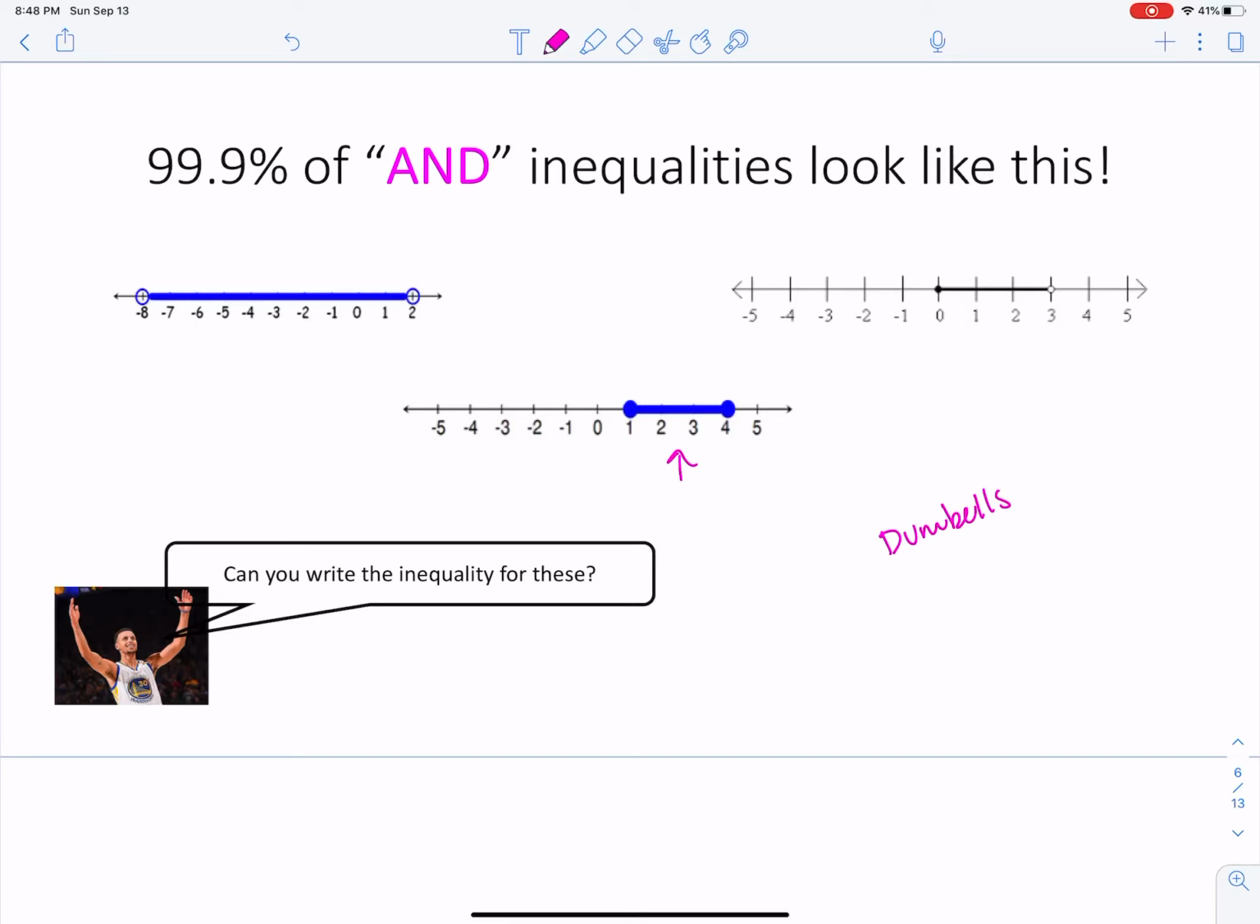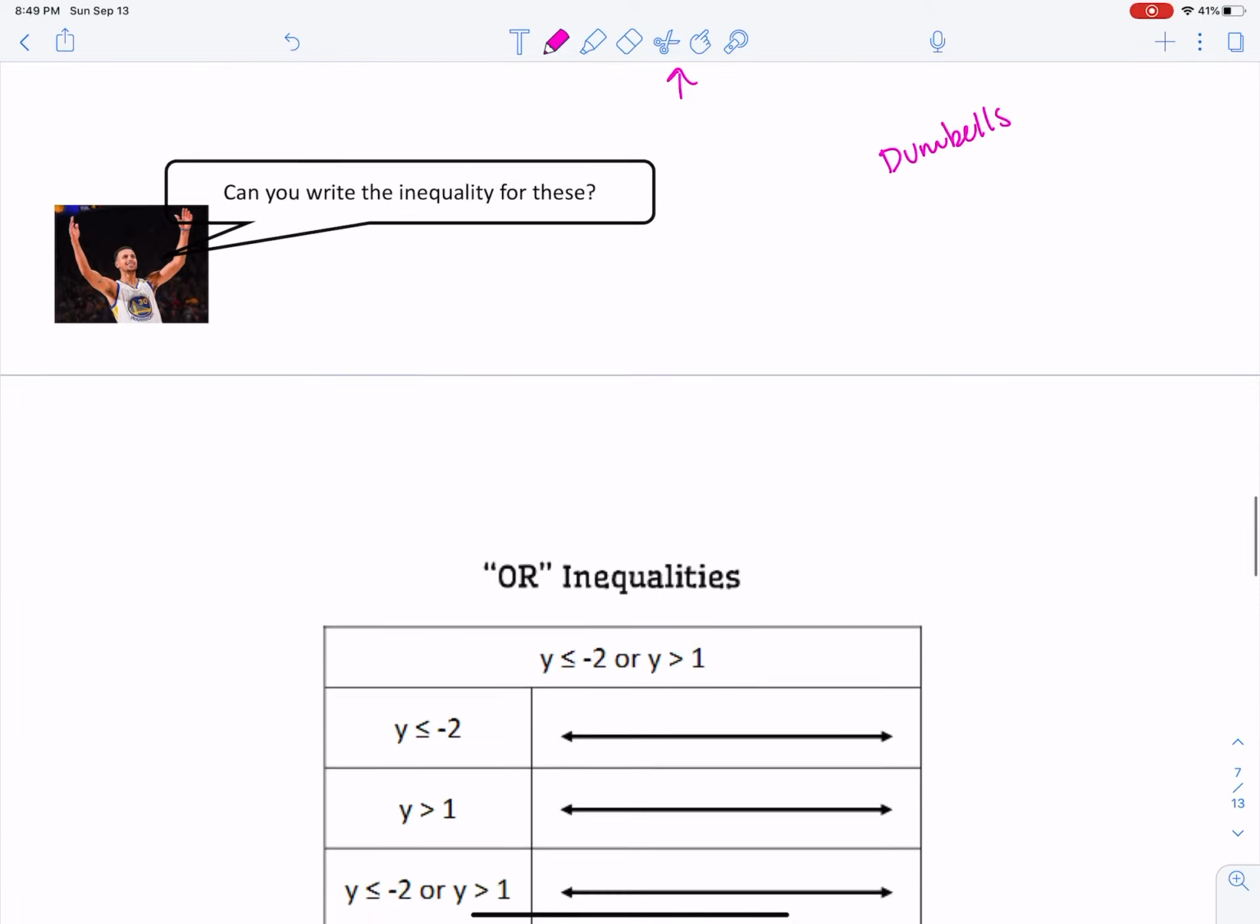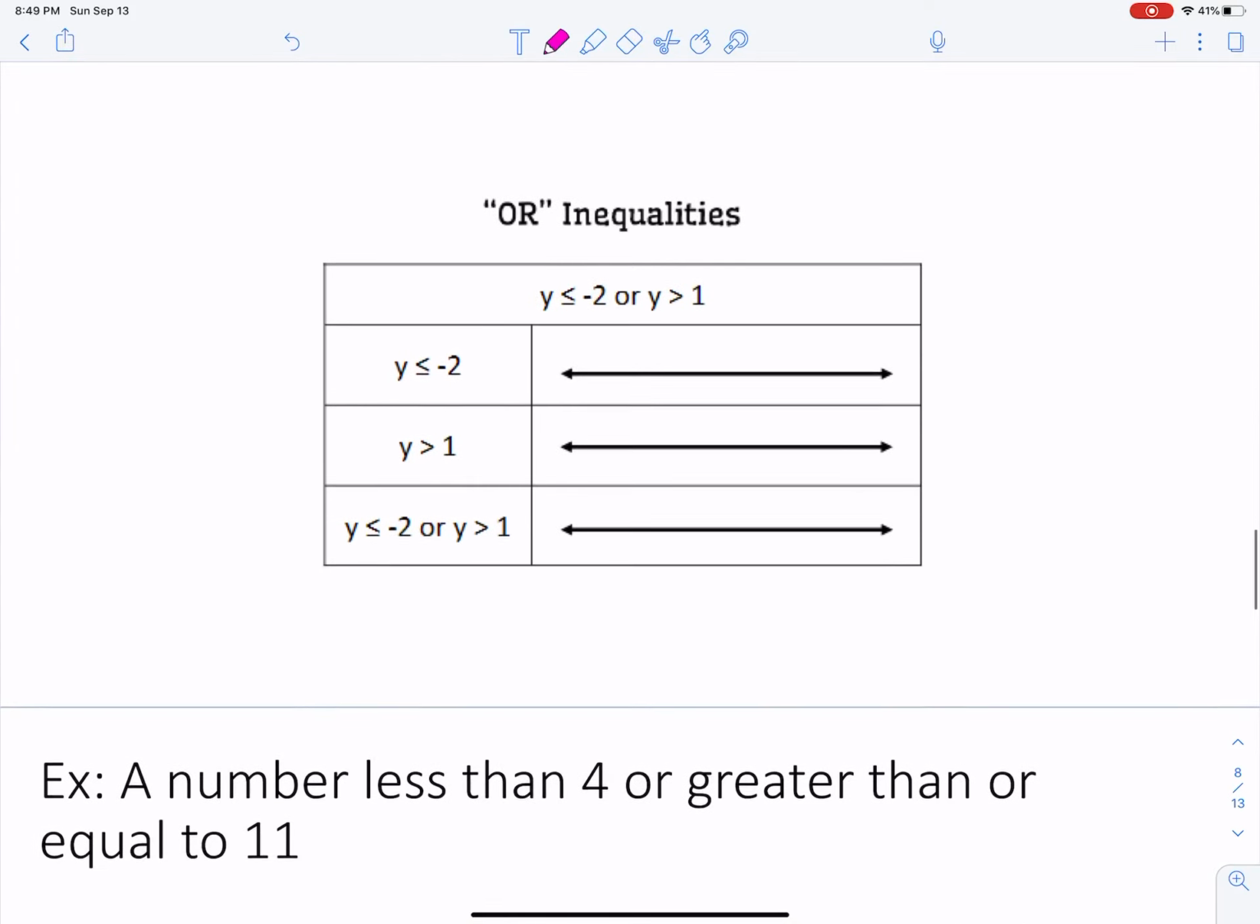So they are dumbbells. If you wanted to, you can try and write some inequalities for this, just like Steph's asking you on the bottom here. This guy is going to be 1 ≤ x ≤ 4, but this guy, I'm going to put those equal signs under. And this one, we have 0 < x ≤ 3, and only one of them gets an equal sign. All right, so those were and inequalities.